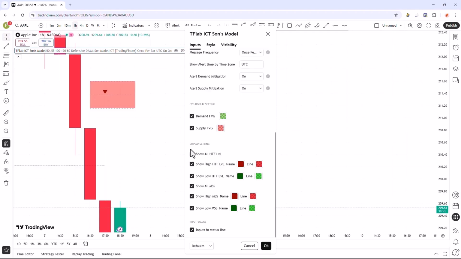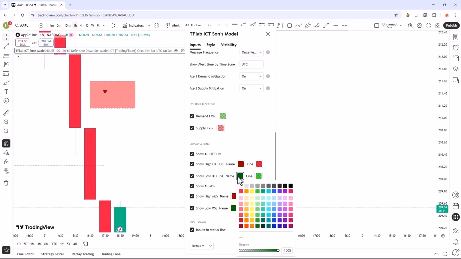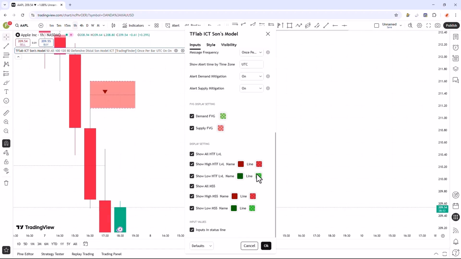In the final section, there are settings to show or hide all the timeframe levels, where at the bottom we can enable or disable each status. Here we can enable or disable the HTF level statuses, and in this section we can also enable or disable the low HTF level. Additionally, in the sections opposite, we can change the color of the names and the color of the lines to any color we like.